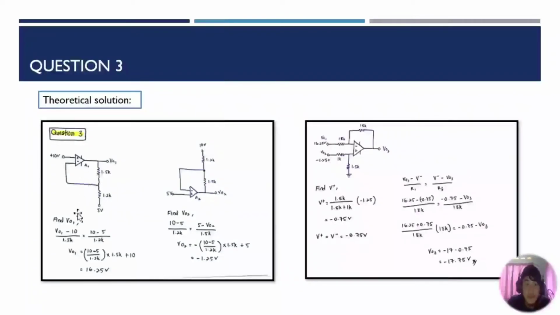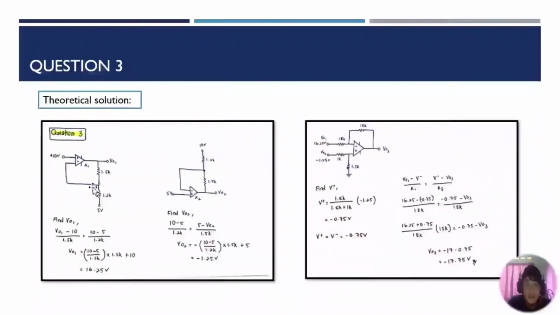Okay, why do we take the value of 10 for our voltage supply? Because as we know, V positive here will have the same value as V negative. V positive is 10, so the value of V negative also will be 10 and brought up to this node.